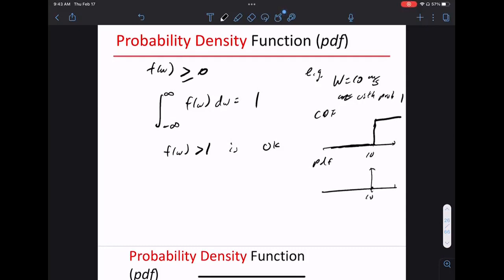Normally we don't have this kind of thing, but again, this allows us to talk about this type of function. This will satisfy that the integral of a delta function is 1 if you integrate across it. It is everywhere non-negative, and at the particular point it is larger than 1. So this is completely fine.